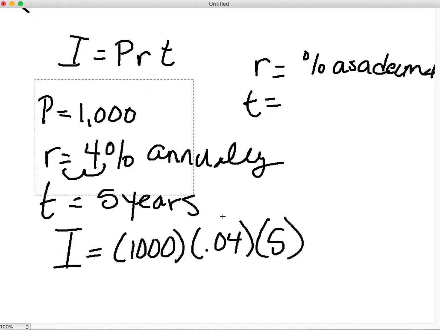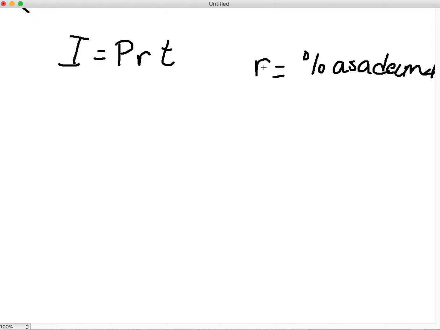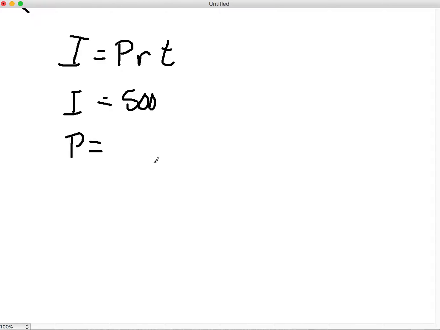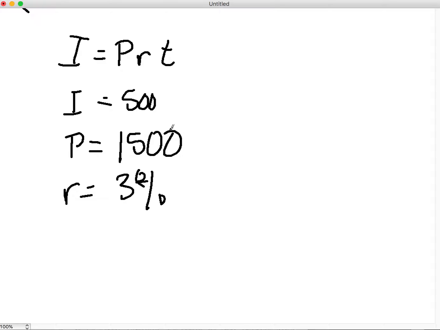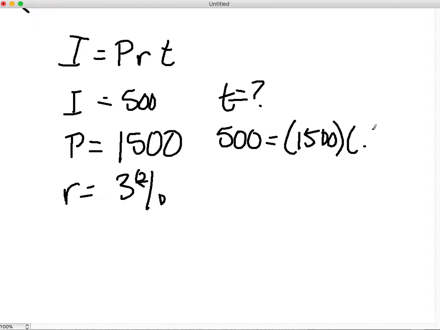Now, if I want to solve for different things in this equation, I'm simply going to follow the rules of solving one-step and multiple-step equations. So let's say that I make $500 in interest, and I want to know if I invested $1,500 at, let's say 3%, how long would it take me to get to 500? So if I wanted to solve that, I would just start plugging in my formula. So I'd have 500 is the amount of interest I made, times my principal, which is 1,500, times my rate as a decimal, times my amount of time.